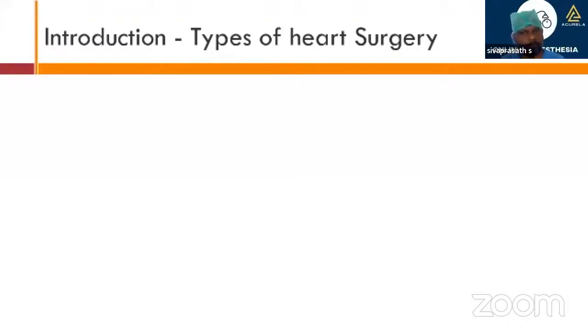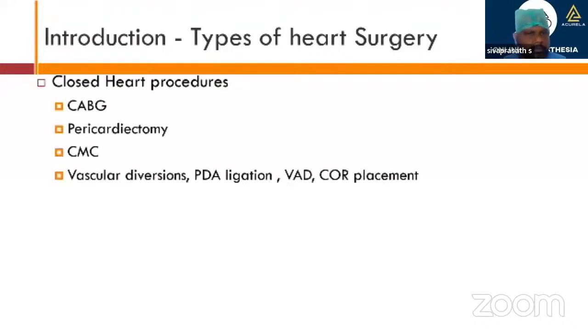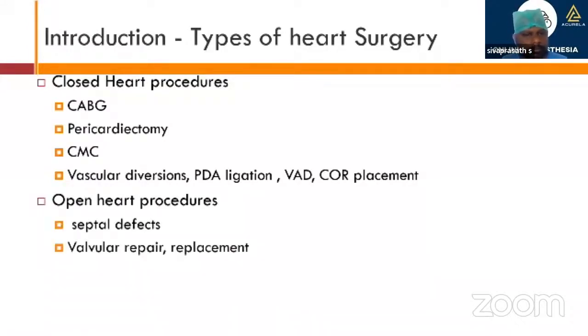There are three types of cardiac surgeries. The first type is the closed heart procedure, where you don't open any cardiac chamber. The examples are CABG, pericardectomy, closed mitral commissurotomy, and PDA ligation or vascular diversions. Surgeries which need opening of a heart chamber are like septal defects, ASD, VSD closure, or a valve repair or replacement, where you have to open the chamber. So this is another type of surgeries.